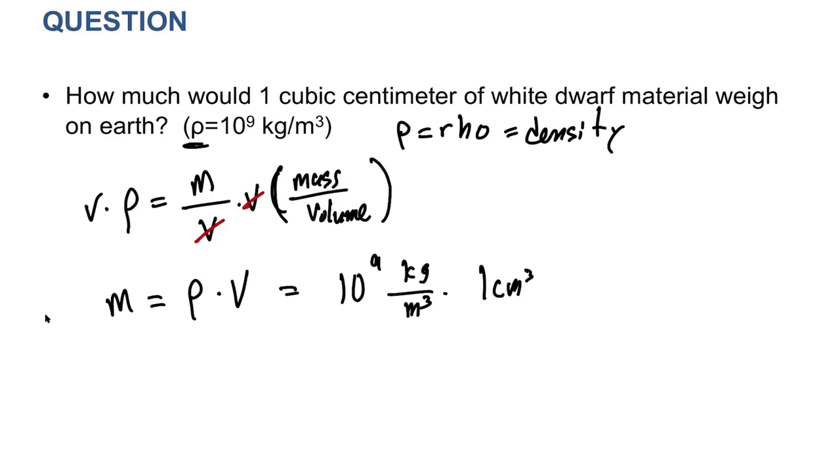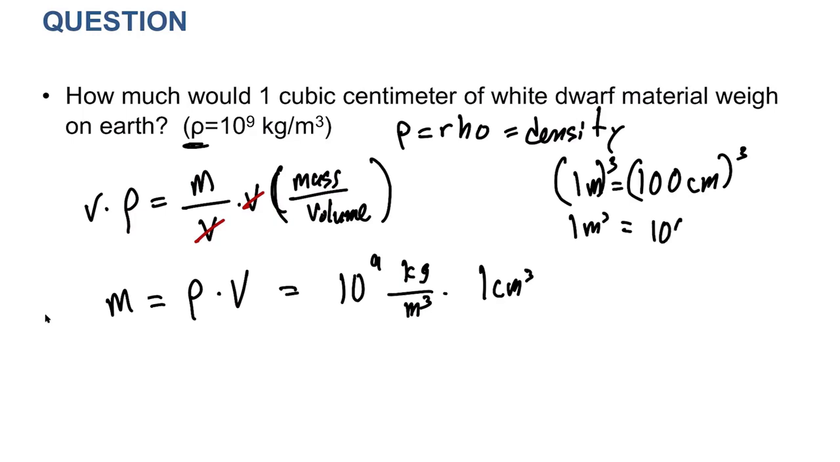Now, we need the cubic centimeter to cancel out with the cubic meter, but that won't work because they're not the same unit. So we need to know how many cubic centimeters there are in a cubic meter, right? And so we need to convert these cubic centimeters to cubic meters. We know that 1 meter is 100 centimeters. So we need to cube these. If we cube both of these, 1 cubic meter, 1 cubed is 1, is 100 cubed cubic centimeters.